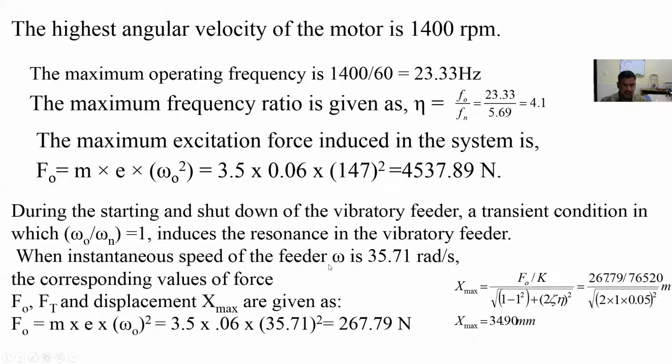When we convert the operating speed in hertz into omega, the instantaneous speed of the feeder comes to around 35.71 radian per second. The corresponding maximum operating force we considered was 7.79 Newton, whereas to measure the amplitude at resonance, we calculated 34.90 mm. This is the theoretical value.